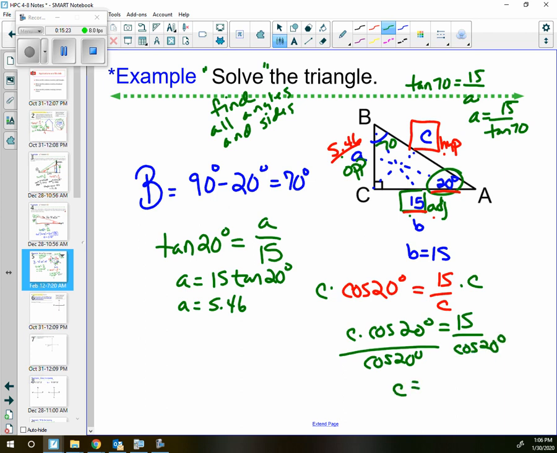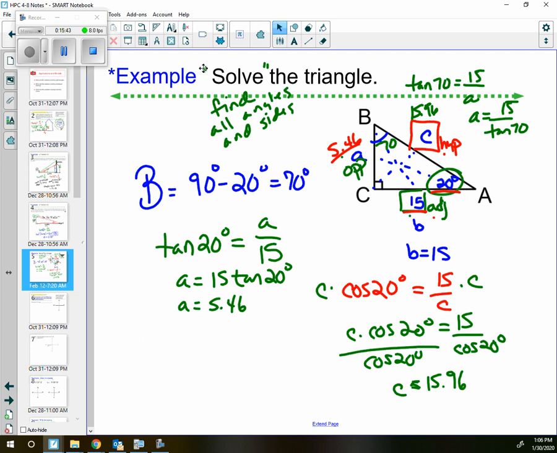So C would be equal to whatever 15 divided by the cosine of 20 is, which is almost 16, looks like 15.96. Now let's talk about reasonableness here. So let's check in on reasonable. Do you find those answers reasonable? And what about them makes it reasonable?